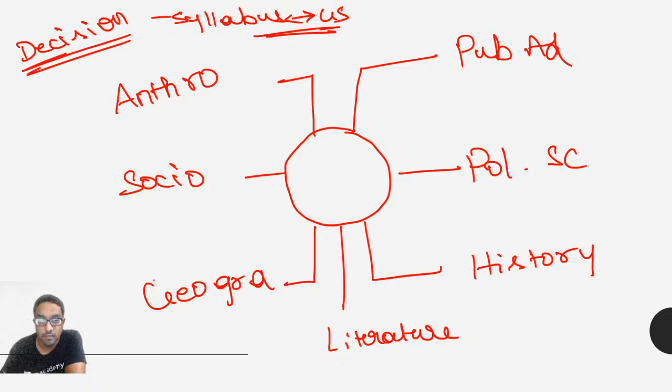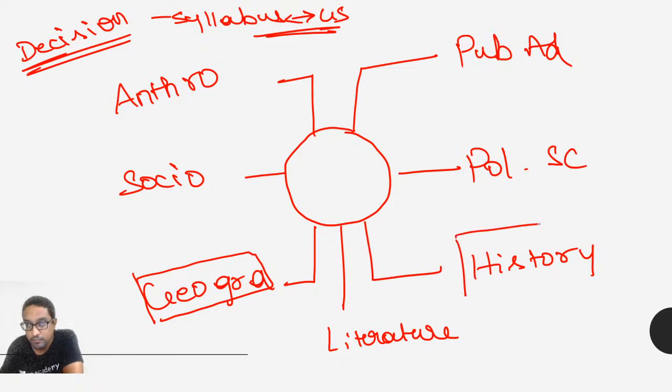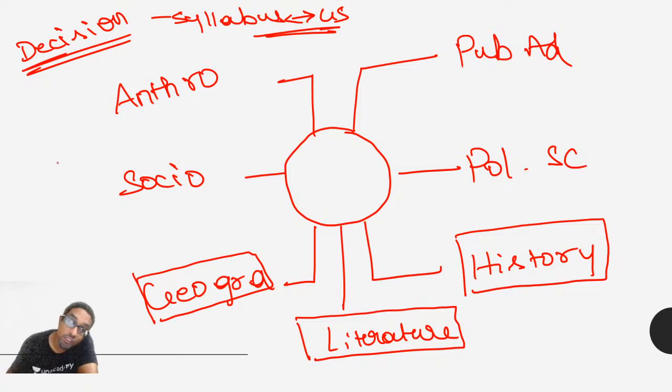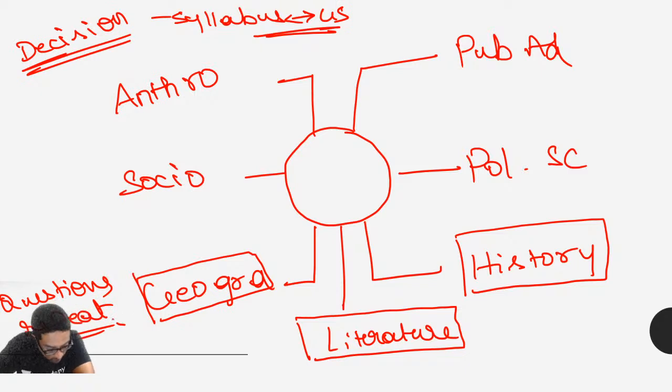See, of these subjects, geography is static, history is static, literature is static. These three are static. What I mean by static is they don't change. Like for example, history optional. You studied this year. There's nothing which changes the next year. So once it is static, the questions also repeat. These are the popular optionals.